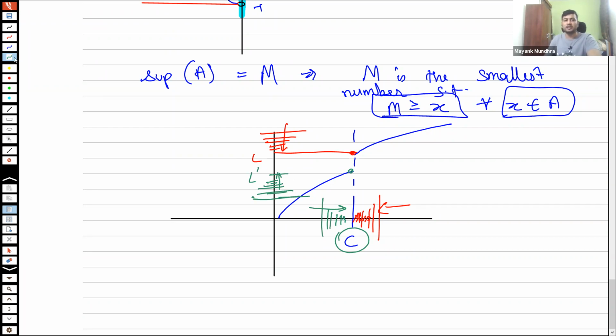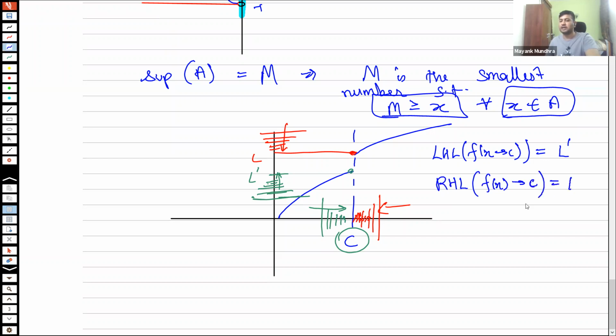So in such a case, what we say is that the left hand limit of f of x tending to C is L prime, and the right hand limit of f of x tending to C is going to be L. So left and right hand limits are going to exist here, even though the overall limit does not exist.